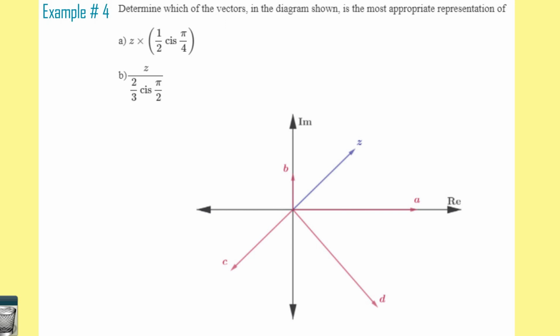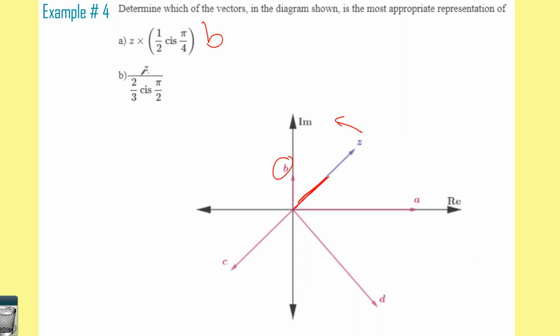Example 4. Determine which of the vectors in the diagram shown is the most appropriate representation. So if that's Z, I'm going to multiply the modulus by 1/2, so it shouldn't be nearly as long. And the angle, I'm adding pi over 4, so I should be going anti-clockwise, and it should be half the size. So halfway, moving that direction, has got to be B.